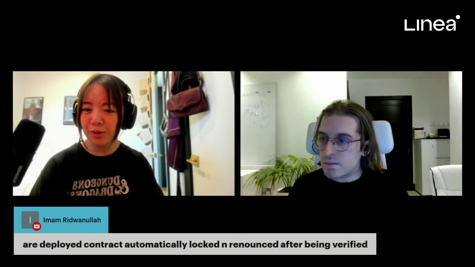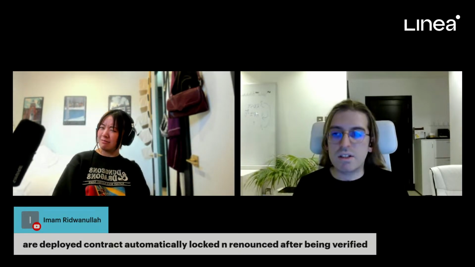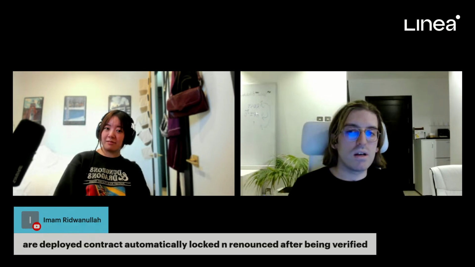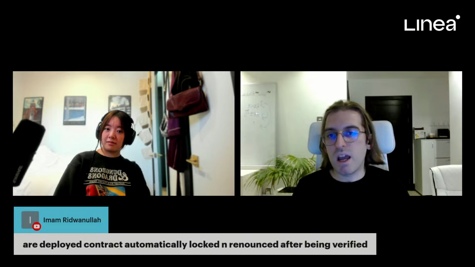Cool. There is another question here: are deployed contracts automatically locked in and renounced? Yeah, so this is what I was mentioning about proxies. By default, you're just deploying a contract, so there's no proxy. So your MPC wallet controls that. Sorry, your smart wallet controls that.